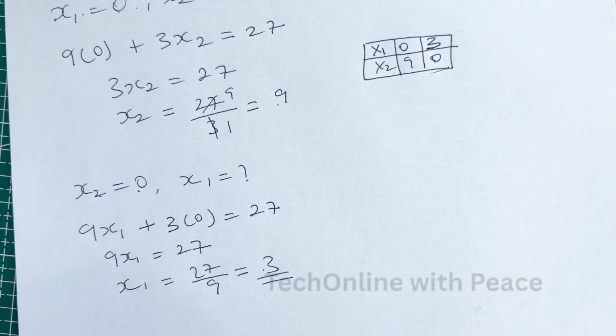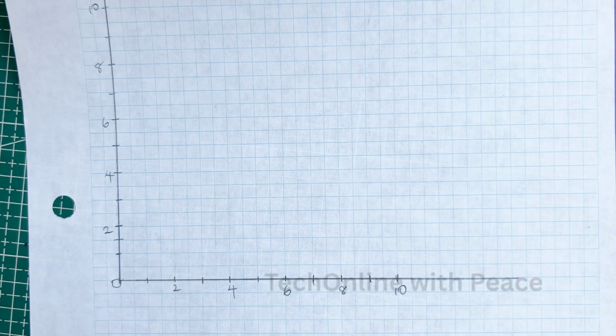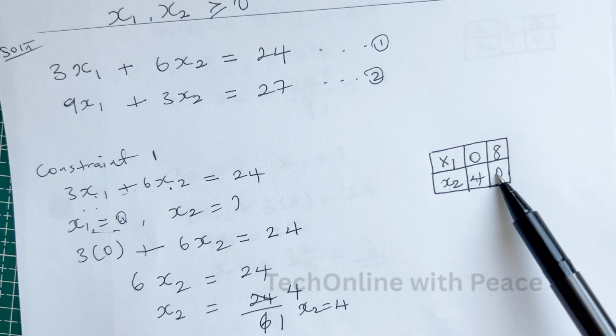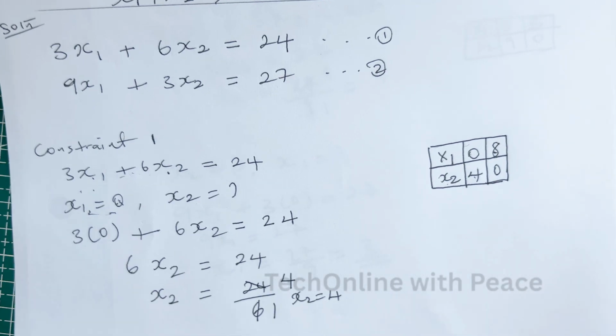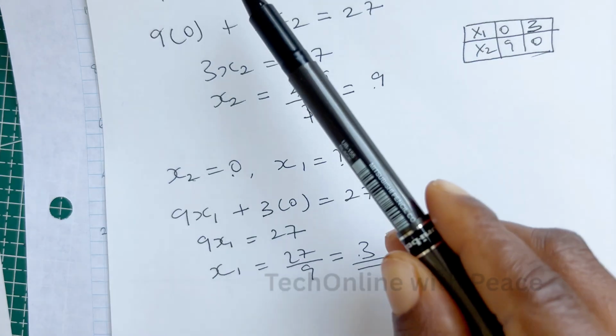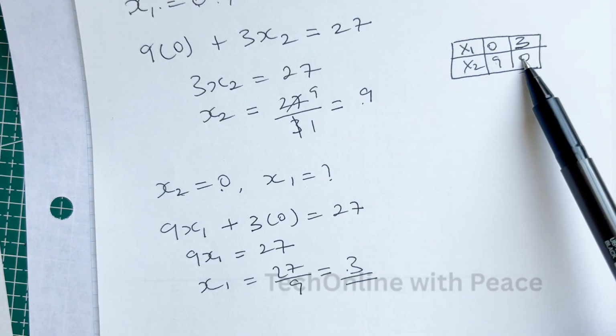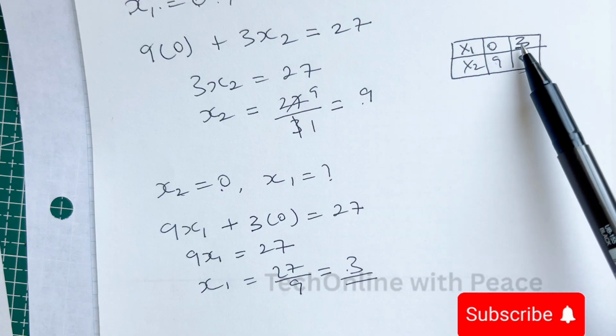The next step is to represent it on a graph, because this is a graphical method. To represent this on a graph, remember, for our constraint 1, when x1 is 0, x2 is 4. When x2 is 0, our x1 is 8. Same with our constraint 2. When x1 is 0, x2 is 9. When x2 is 0, x1 is 3.